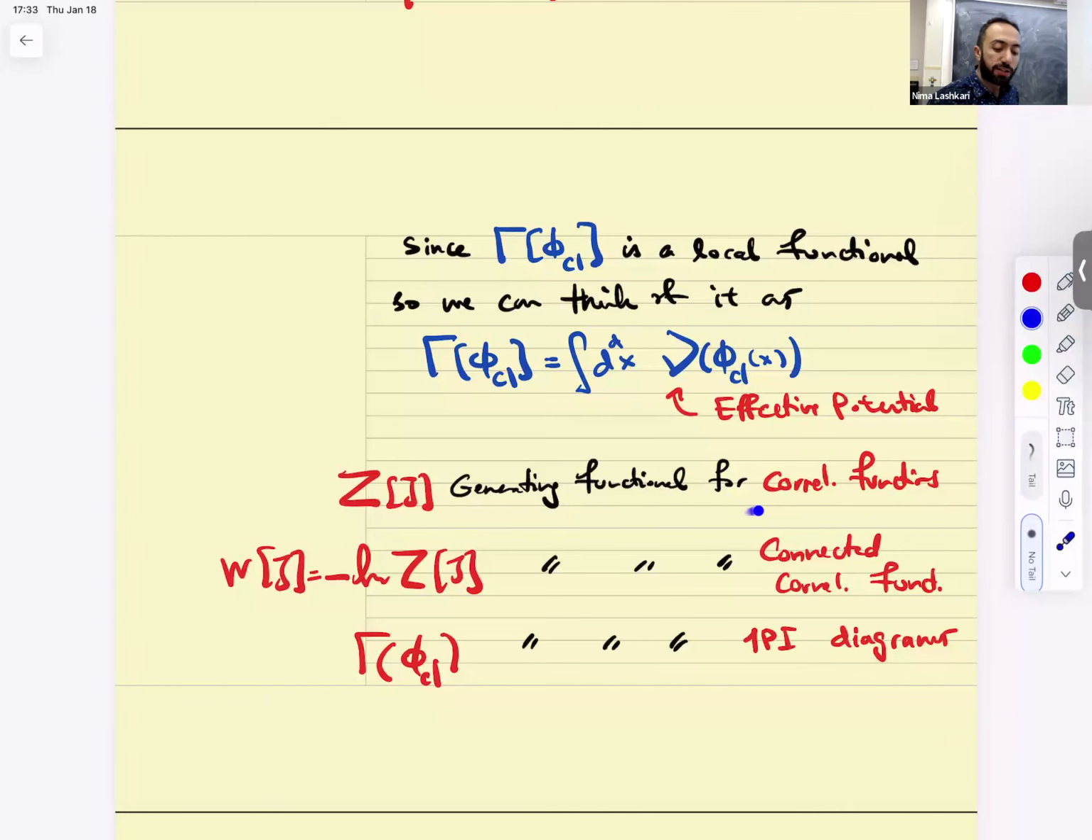Now, let me just end this discussion with this. Z of J is the generating function for correlation functions. I said this several times. W of J is the generating function of connected correlation functions. This effective action we defined, its Legendre transform, not only gives you the one-point function, but also is the generating function for 1PI diagrams. The one-point function, 1PI, you know what it is, right? What's a two-point function, 1PI?